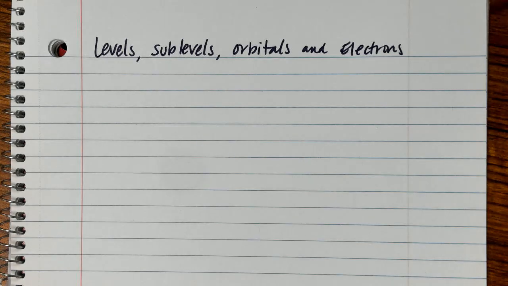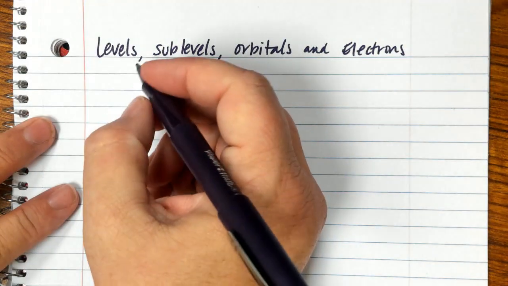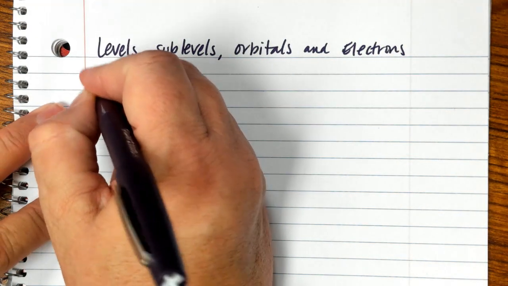Okay, so the title of this is levels, sublevels, orbitals, and electrons, because you have to be good at the vocabulary of this unit to understand the questions that are being asked of you. And if we don't do this today, you will never get a firm grasp of it. So we're going to talk about the differences between those four terms. The first thing we're going to talk about is energy levels.